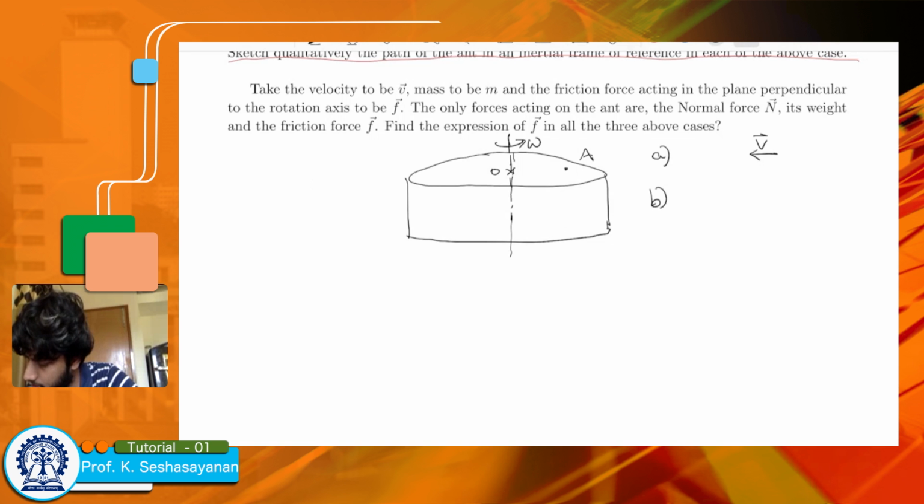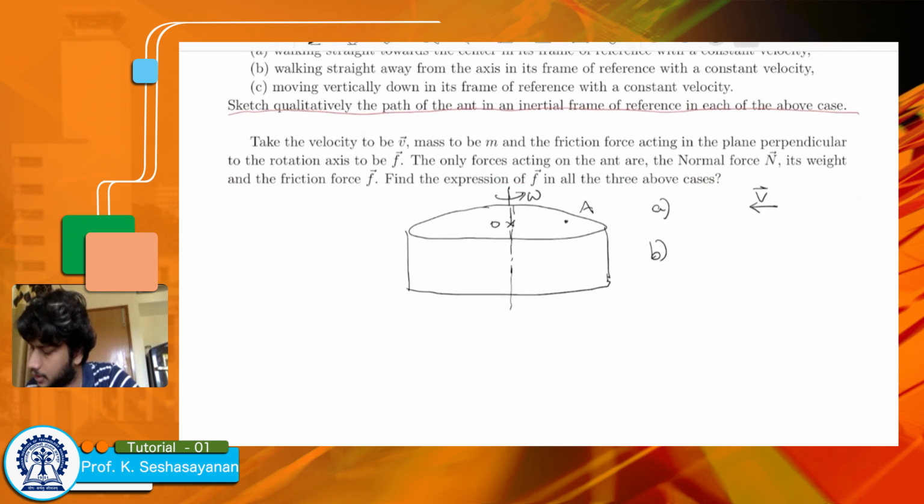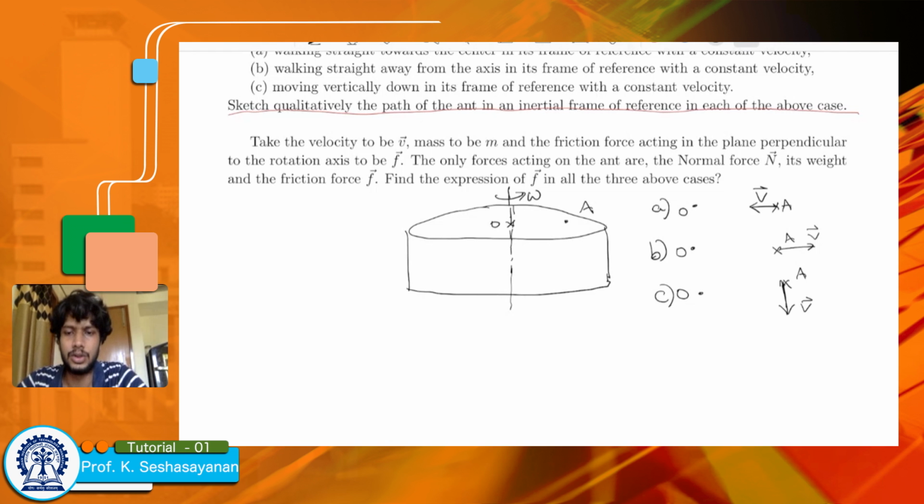And B, it's a constant velocity V. This is from point A to point O. And in B, the ant tries to walk away from the center with a constant velocity V. And in part C, the ant is walking vertically downwards with a velocity V. So we'll try to sketch qualitatively the path in all these frames of reference. So let's start with A.